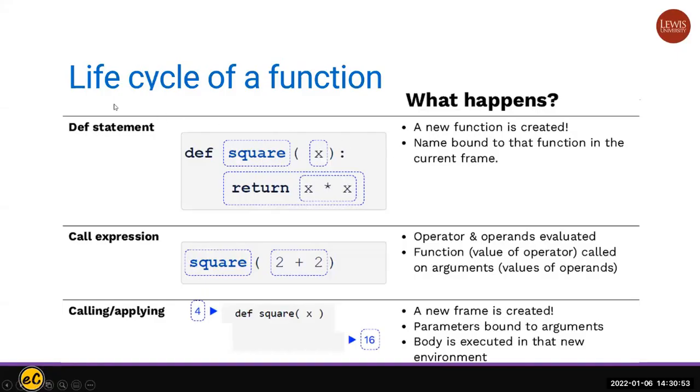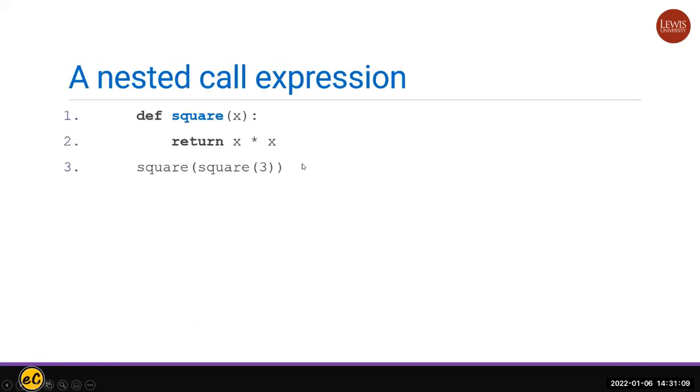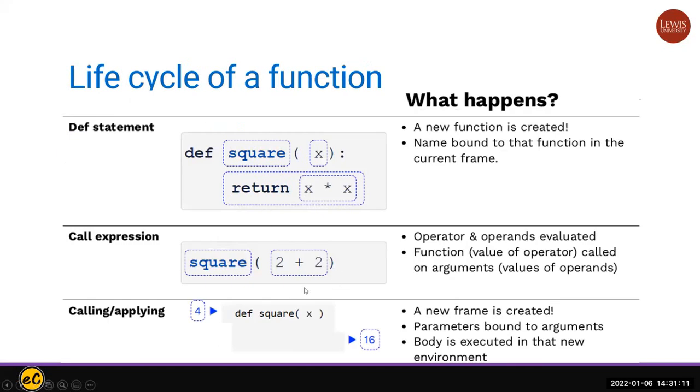Multiple environments: the life cycle of a function. We can define a function and we can call it. When we call it with the parameter four, we return 16. At that time, the function finishes. So the lifetime of a function is from when you call it until it is done. That's the lifetime of a function.